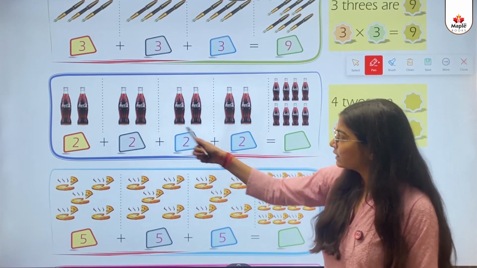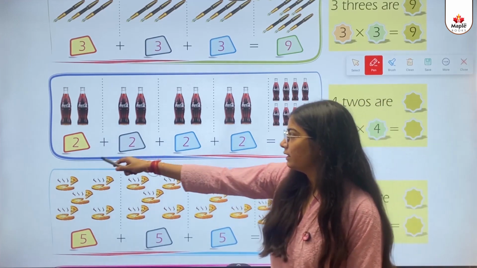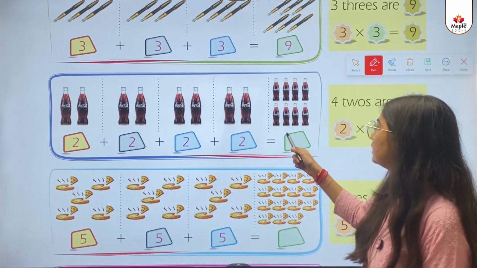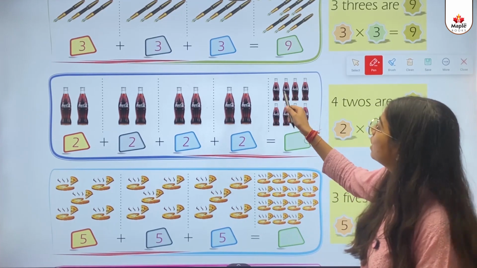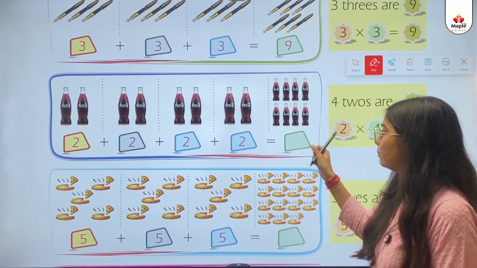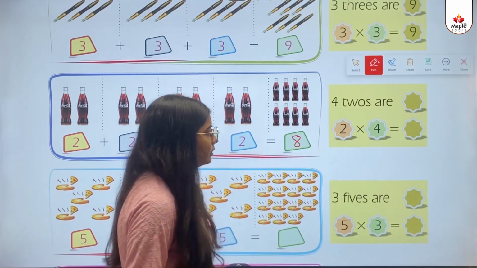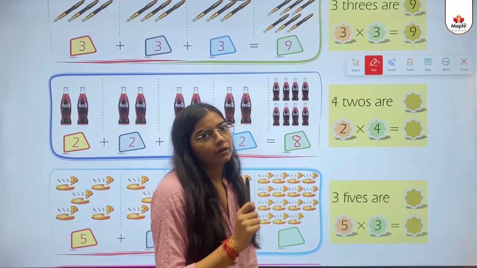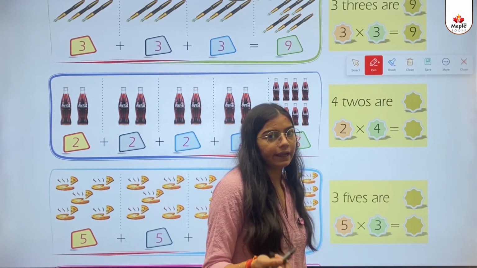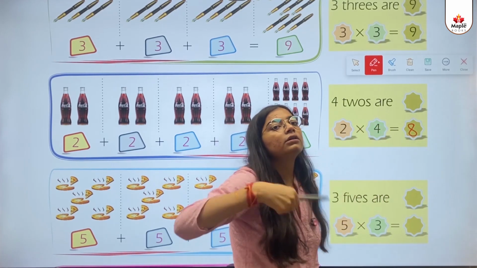So kids, in the next part, as you can see in the picture, cold drink bottles are given. It is written here also 2 bottles, 2 bottles, 2 bottles, 2 bottles. We need to write here the total number of bottles. We will count together 1, 2, 3, 4, 5, 6, 7, 8. In total, there are 8 bottles. So we will write here 8. Now, 2 twos are 4. What is the answer? The answer is 8. Then 4 twos are 8.